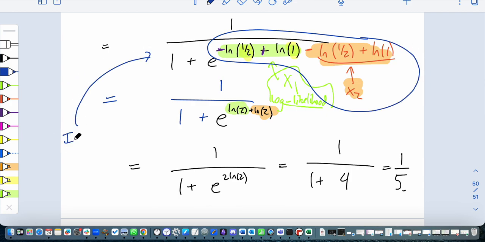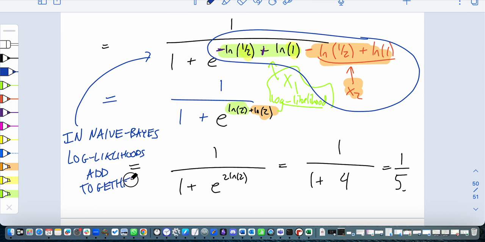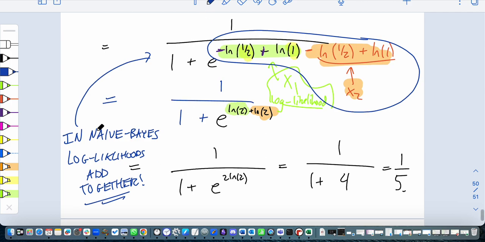So in naive Bayes, as long as things are independent, this is the beauty of naive Bayes, the log likelihoods add together. Okay, so whatever you got for the one coin, you just add it to whatever you got for the other coin. You add them all together, that tells you what to do. So it's all hidden inside the sigmoid function, which is maybe why it's hard to see, but inside the sigmoid function, everything is just adding in naive Bayes. This is why it's such a simple method that people like.